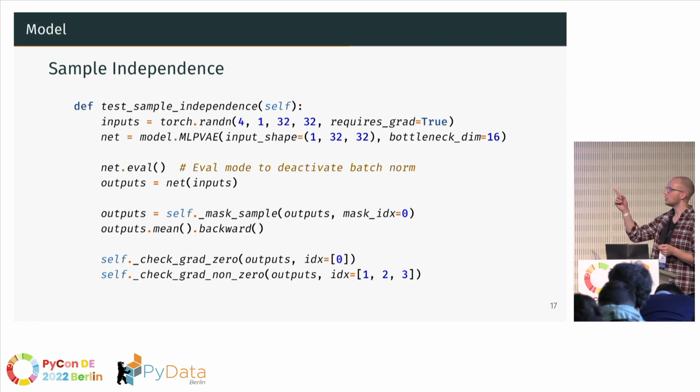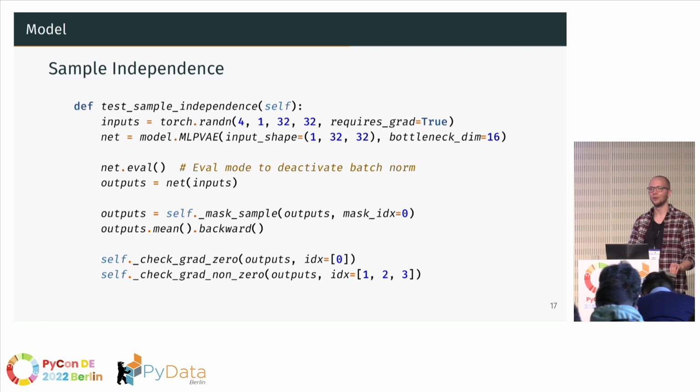What you should see here is that we do not have the no_grad decorator, because this time we need the gradients. And the other thing is that we put our network into eval mode, because there's one interaction between the samples in training mode, and this is the running mean of our batch norm. So be aware of that. There can be interactions between the samples in your model that you want, and for this test to succeed, you have to deactivate them.